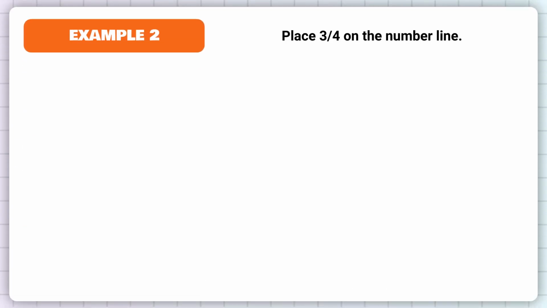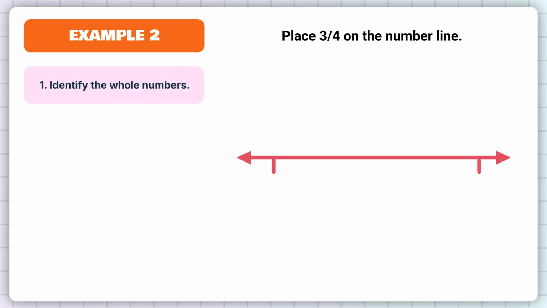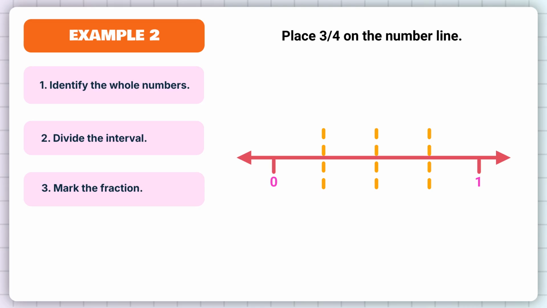Now let's place the fraction 3/4 on the number line. Firstly, identify the whole numbers. Similar to before, 3/4 is less than 1 and greater than 0, so it lies between 0 and 1. Next, we divide the interval. This time, divide the interval between 0 and 1 into 4 equal parts, as the denominator is 4. Finally, we count and mark the fraction. Count 3 parts from 0 to reach 3/4.